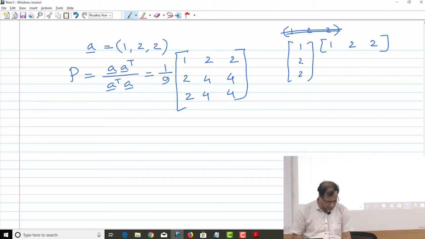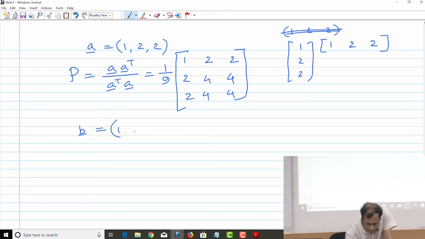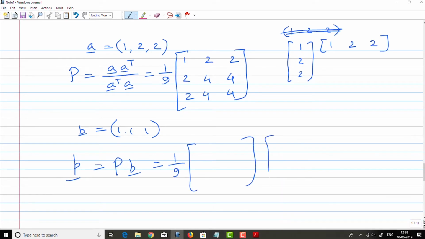So now you are given, say, any vector B. B is 1, 1, 1. So then what is your P vector? Capital P into B. So that is 1 by 9 into, you just compute with 1, 1, 1. So you will get the projection vector P.